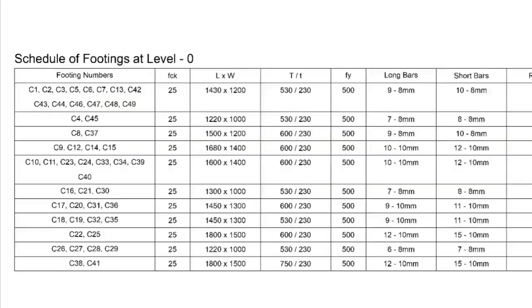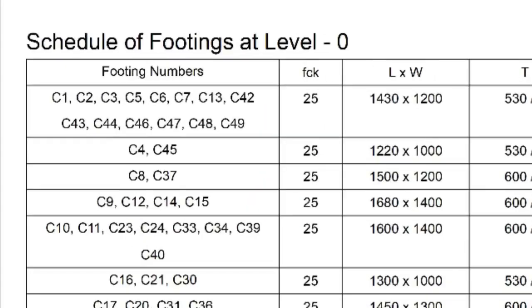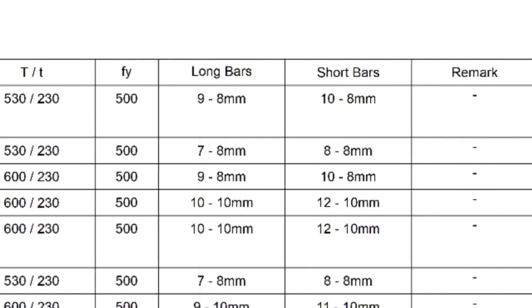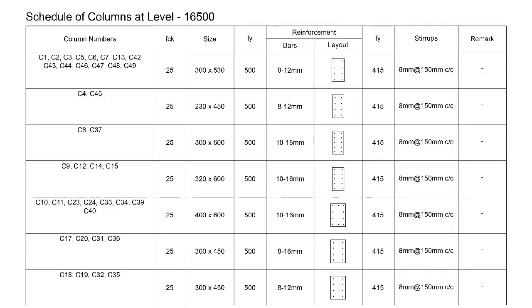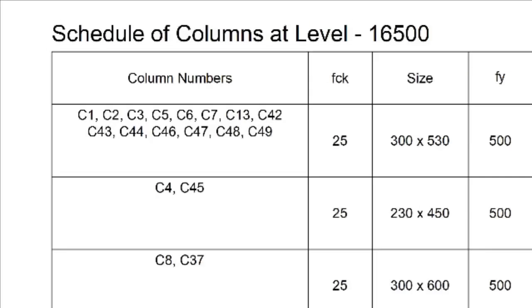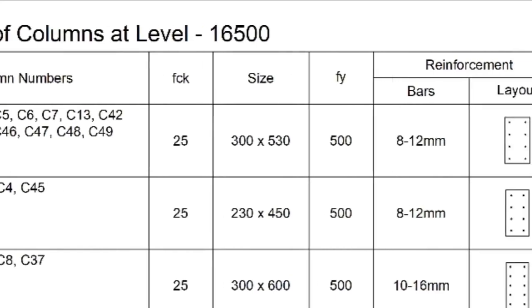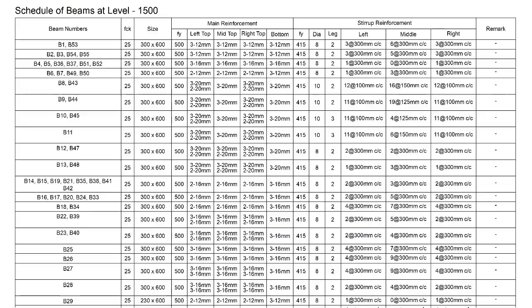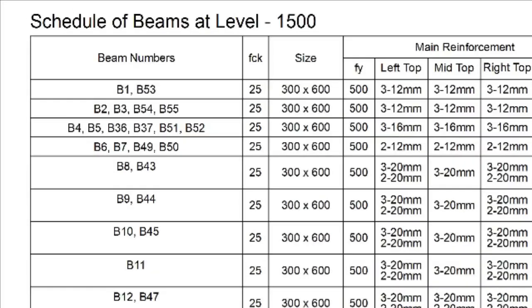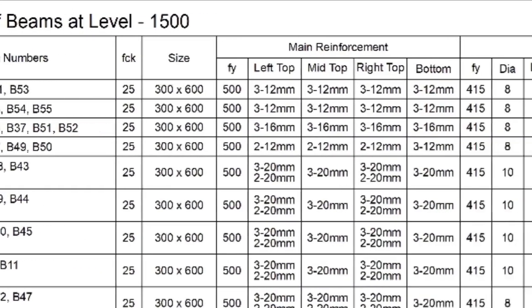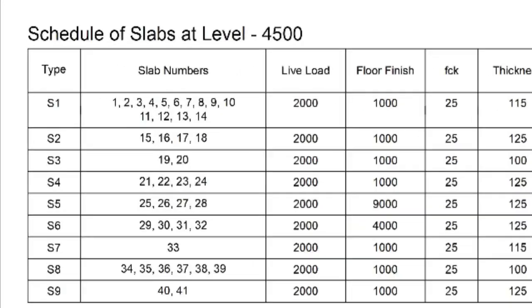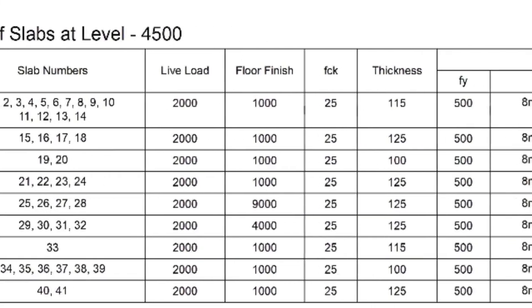Here we have schedule of footings at level 0. Schedule of columns at level 16500. Schedule of beams at level 1500. Schedule of slabs at level 4500.